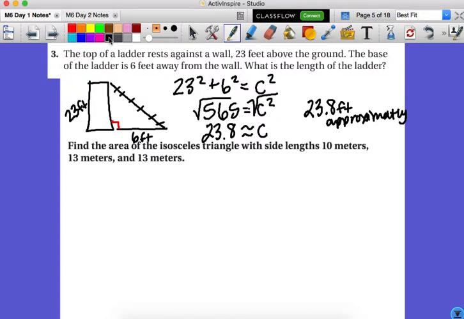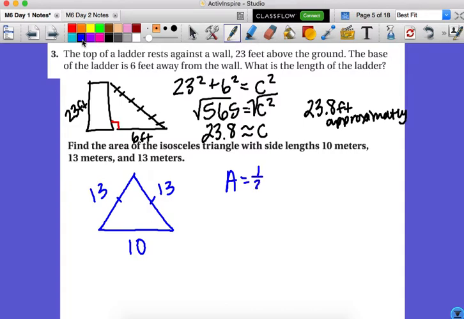The next one says, find the area of an isosceles triangle. So let's sketch our picture here. We've got an isosceles triangle with side lengths of 10, 13, and 13. And thinking about what I know about the area of a triangle, my formula is supposed to be 1/2 base times height. So looking at the info that I currently have, I have the base, so I can go ahead and substitute that in, but I don't know how tall this is.